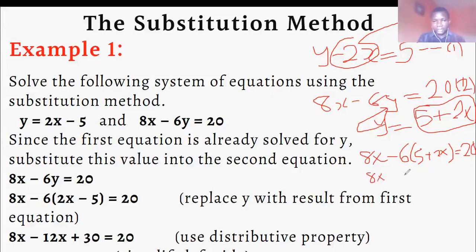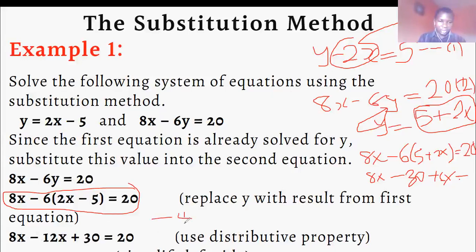6 times 5. You could see that 6 times 5 is what? This 30, and this 6x is equal to 20. So that's why we have this here. So we move on. So we have 8x minus 12x. So we are going to have minus 4x. We are collecting like terms.